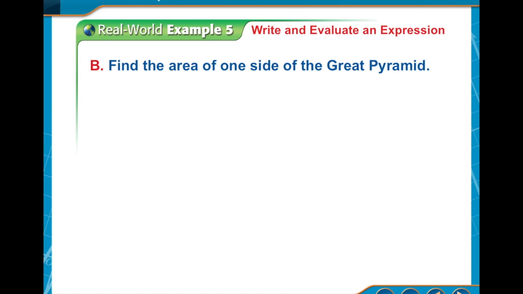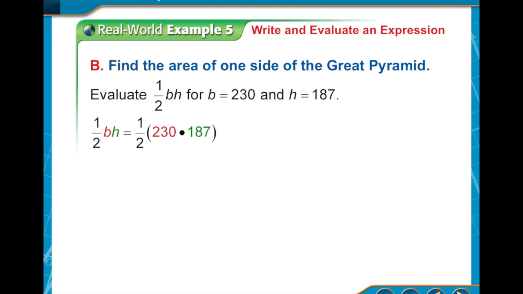Now part B, we want to find the area of one side of the Great Pyramid. So now we've written an expression to understand what the area is. Now we can take that a step further and actually find the area of the base of the Great Pyramid, given the specific parameters for it. So they give us the base, they give us the height. We can plug in real numbers to find out what that base area measurement actually is in physical space in the real world. So given the equation, we can plug in the values for the base and the height.